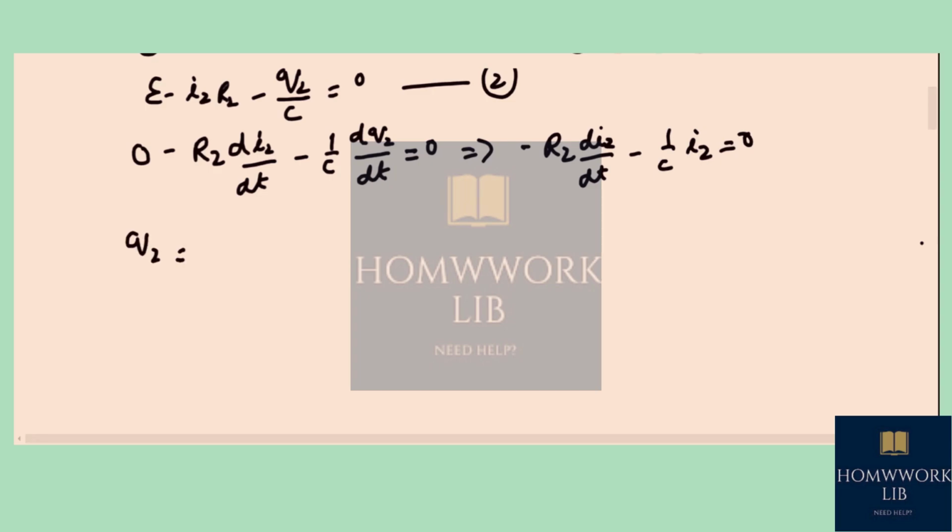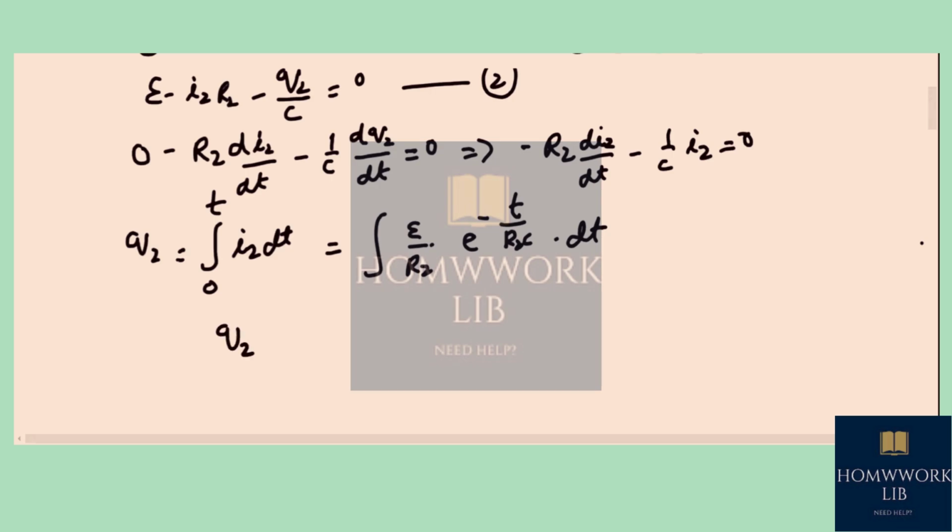Q2 is defined as integration of I2 dt for the limit 0 to t, and I2 having the value from the above equation, you can write EMF upon R2 into exponential of minus t upon R2 into C dt. On solving it and substituting the limit, Q2 you will get EMF into C times 1 minus exponential of minus t upon RC.